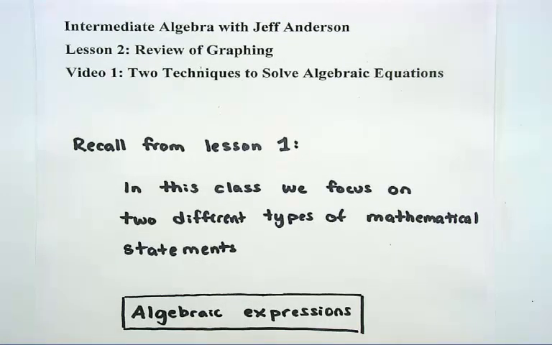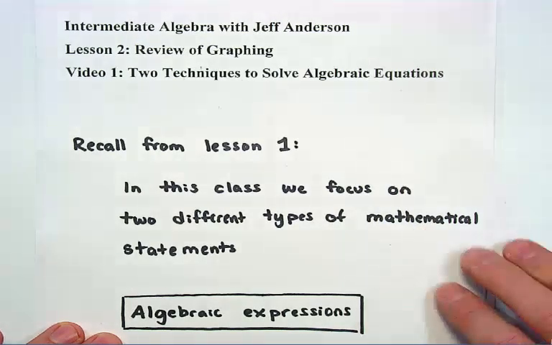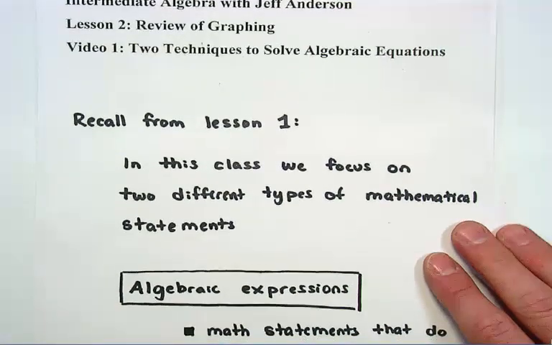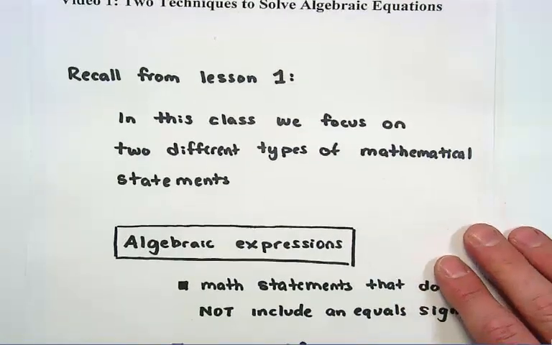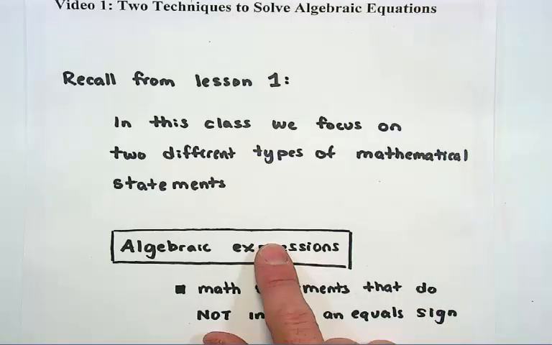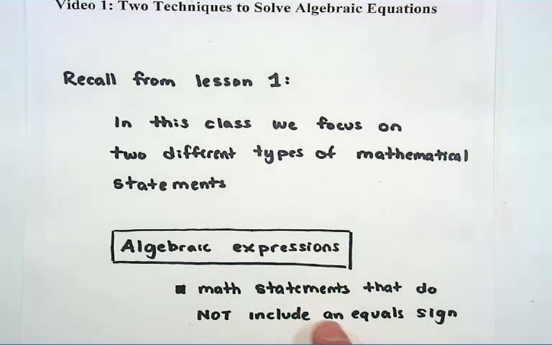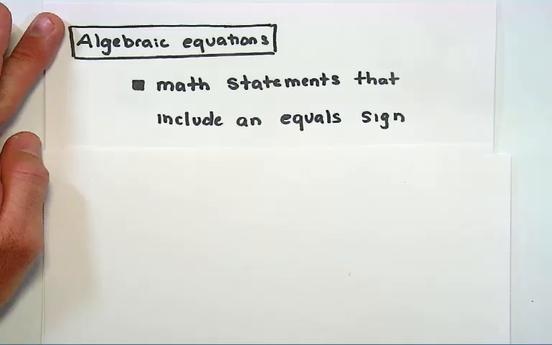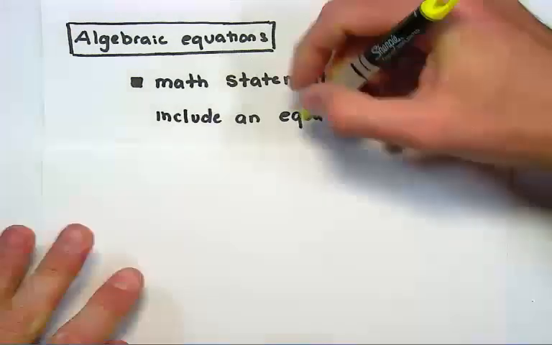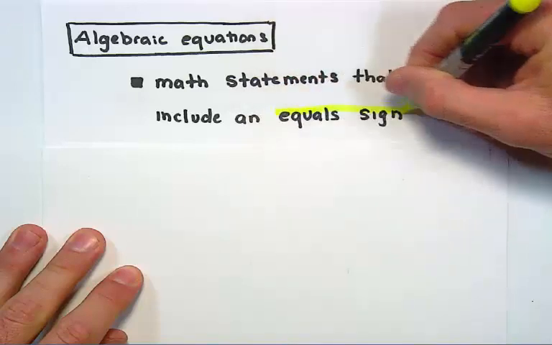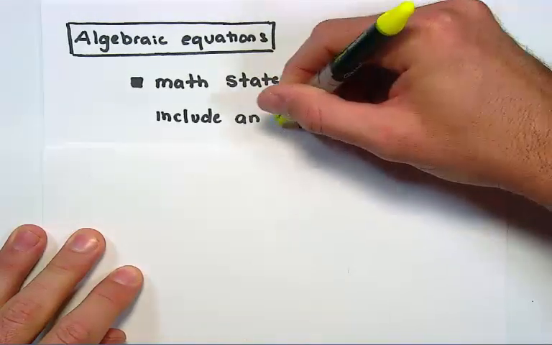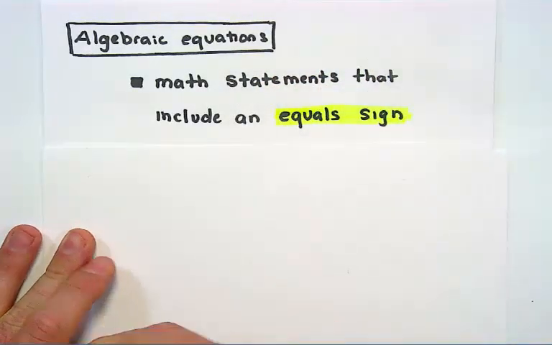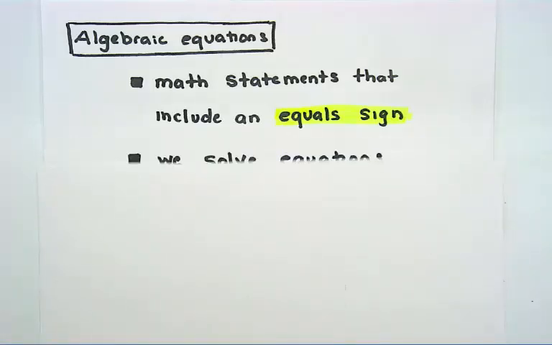We remember in Lesson 1 that we were going to focus on two different types of mathematical statements in this class. The first was going to be an algebraic expression. And we say that an algebraic expression is a math statement that does not include an equal sign. We said that algebraic equations were statements that include an equal sign. So anytime we see an equation, we're thinking there's an equal sign. When there's no equal sign, we're thinking expression.